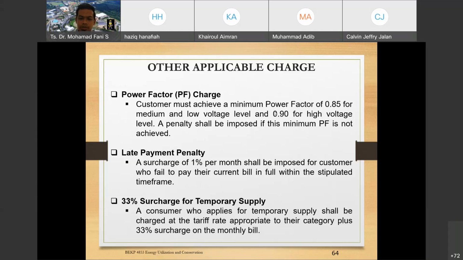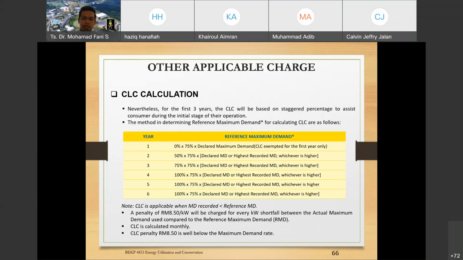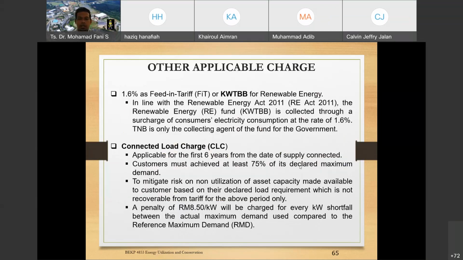Later on, I will teach you how to calculate the power factor charge for a consumer that does not achieve the minimum power factor. Late payment is 1%, this one is not critical. A 30% surcharge for temporary supply, this one is not so critical. Then 1.6, the connected load charge. Let us see how we can calculate the connected load charge.